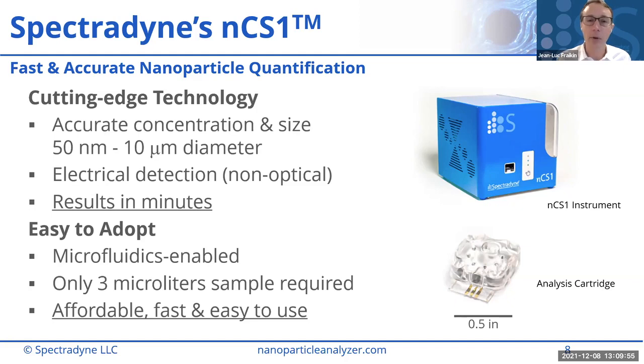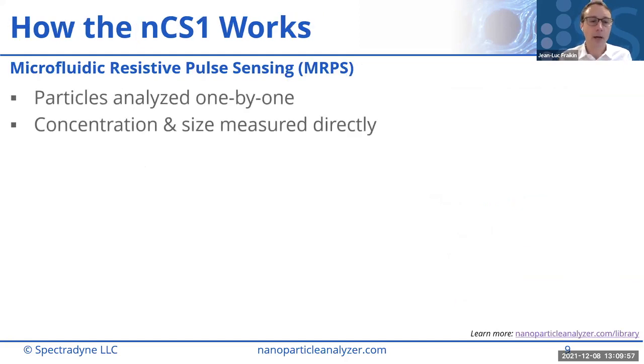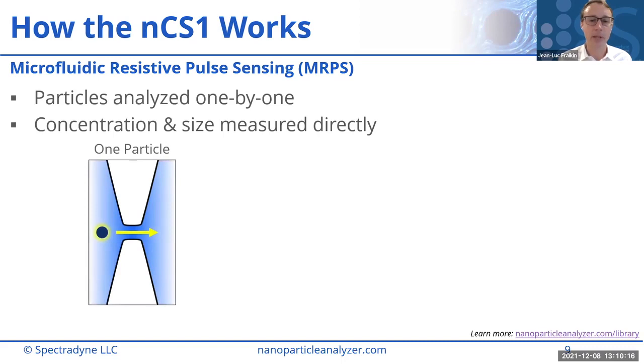Let me describe how it works next. So microfluidic resistive pulse sensing counts and sizes particles one by one very quickly. So you don't have to sit around waiting for thousands of particles. It happens very quickly. And it measures the concentration of these particles and their size on a one-by-one basis as directly as you can possibly do, basically. It's based on the gold standard for decades method of the Coulter principle. We've just scaled it down to the nanoscale.